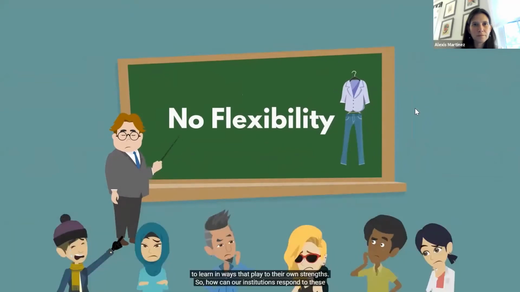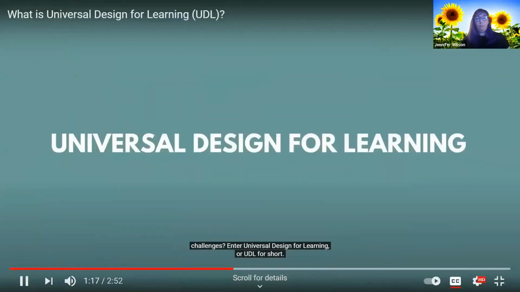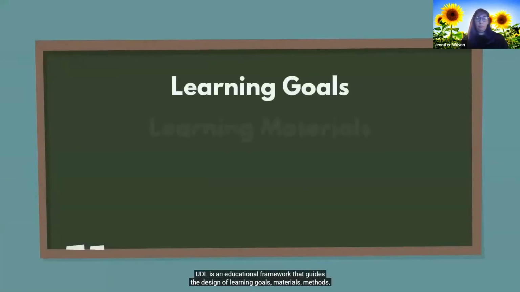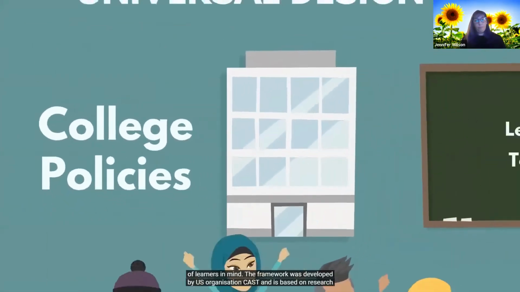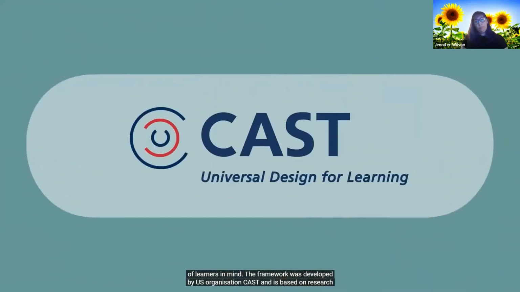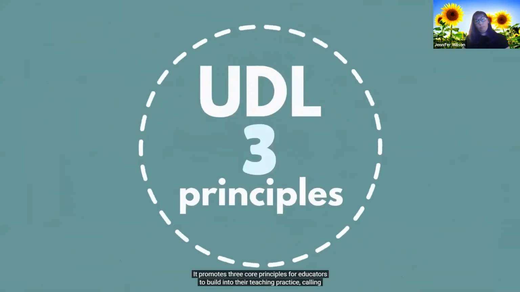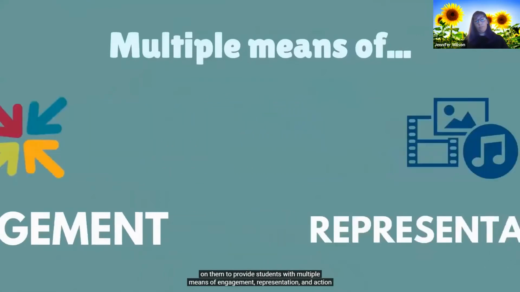So, how can our institutions respond to these challenges? Enter Universal Design for Learning, or UDL for short. UDL is an educational framework that guides the design of learning goals, materials, methods, and assessments, as well as the policies surrounding these curricular elements with the diversity of learners in mind. The framework was developed by US organization CAST and is based on research in the field of neuroscience. It promotes 3 core principles for educators to build into their teaching practice, calling on them to provide students with multiple means of engagement, representation, and action and expression.